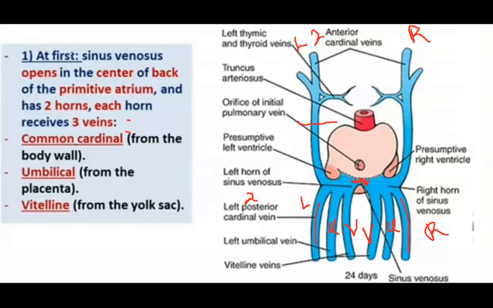Now, let's read this. Sinus venosus opens in the center of the back of the primitive atrium and has 2 horns. Each horn receives 3 veins, just as I told you: common cardinal from the body wall, umbilical from the placenta, and vitelline from the yolk sac.